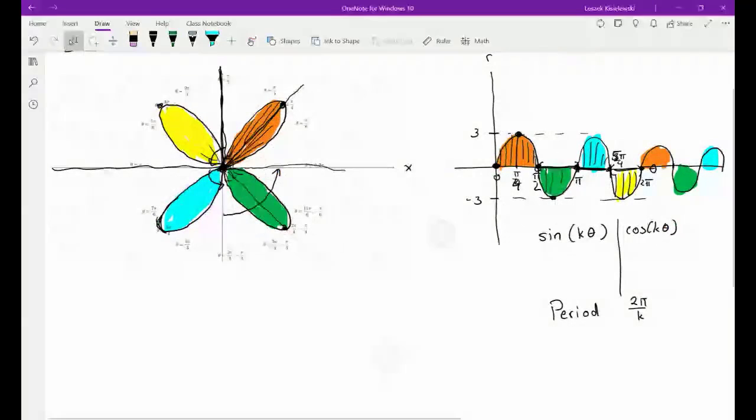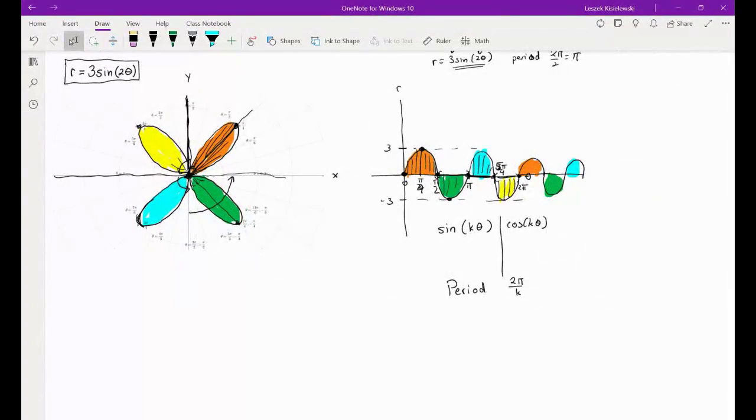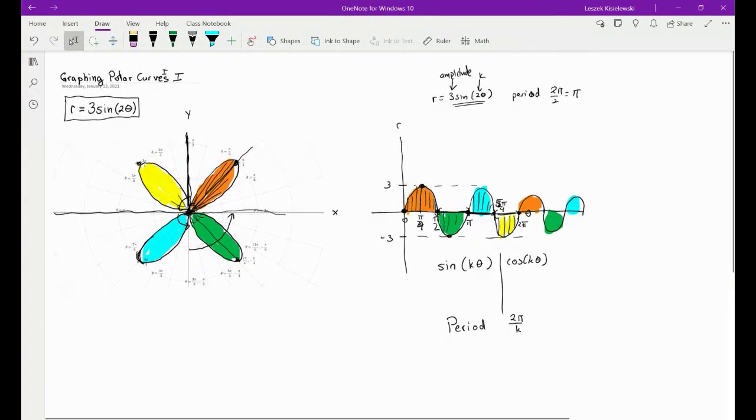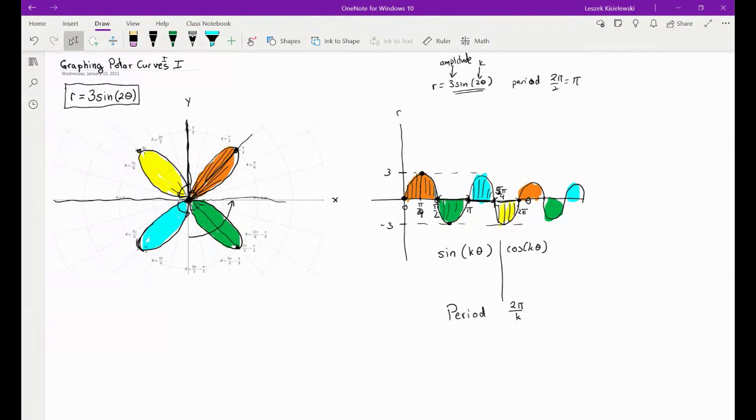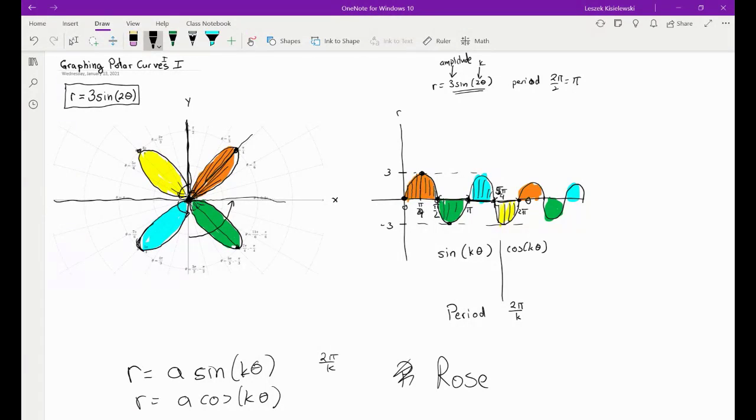Now, another way to deal with this is to realize that this is a family of polar curves in the form r equals some multiple of sine of k theta, or r equals a multiple of cosine of k theta, right? So a is the amplitude, and 2 pi over k would represent a period. And these are called rose curves for obvious reasons, right? They look like petals of flowers.